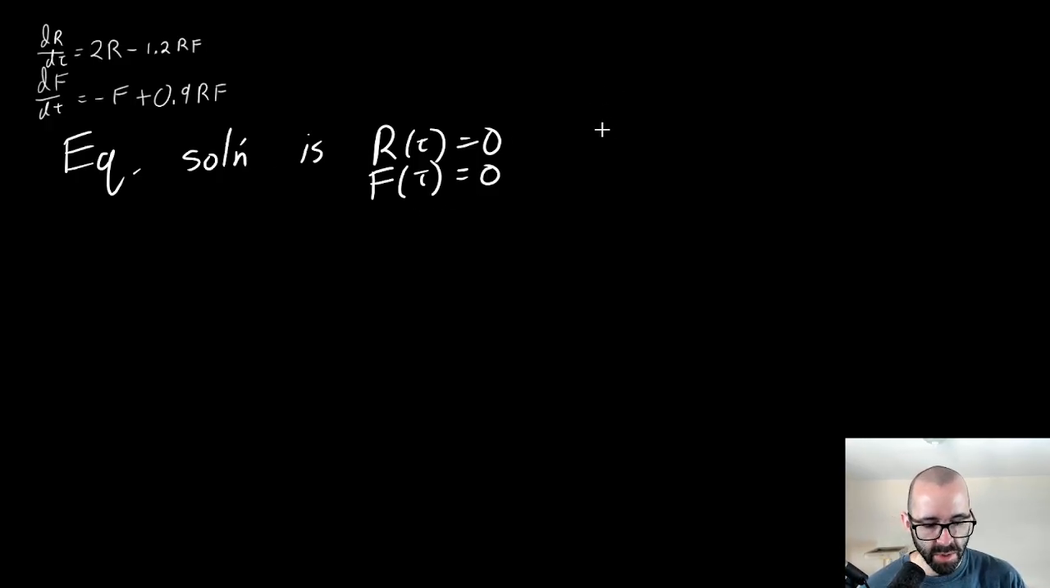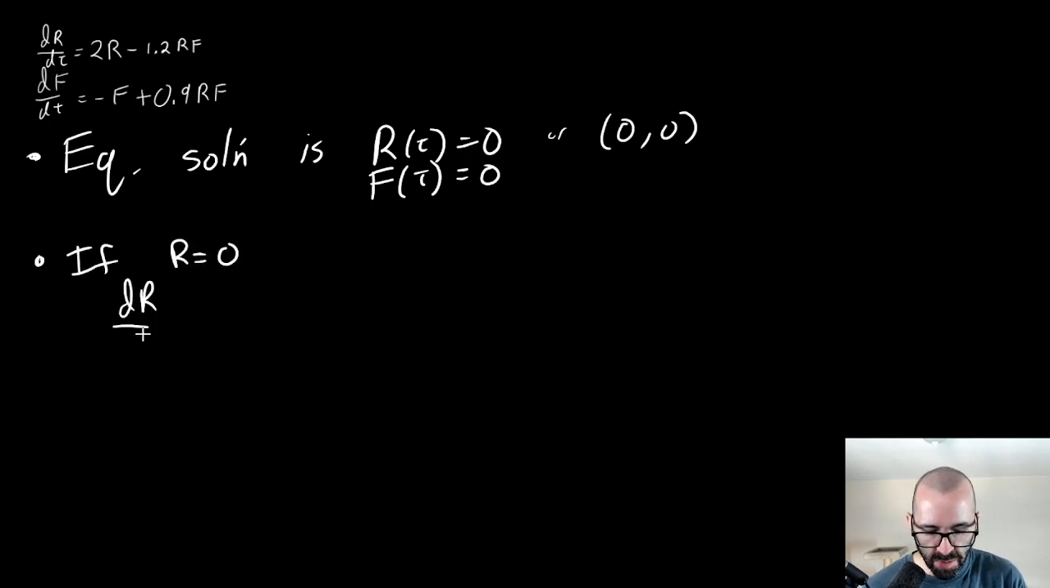You may also see this written as the solution 0, 0. R is 0 and F is 0. So that's one solution. What else? What if only one of these is equal to 0 and the other one, can the other one do anything interesting? Well, let's look. What happens if R is equal to 0?